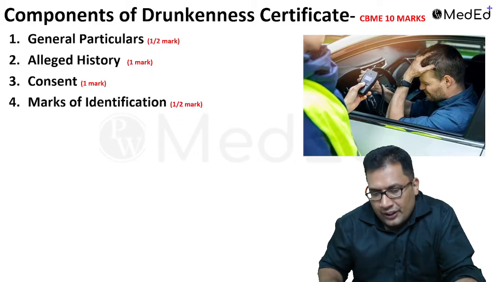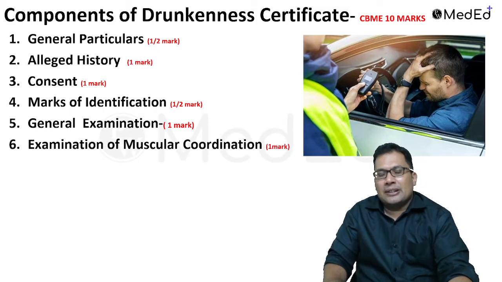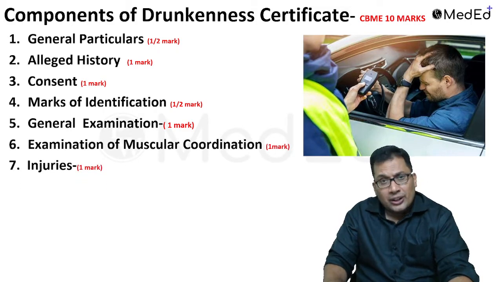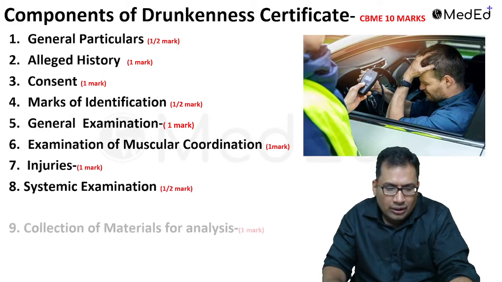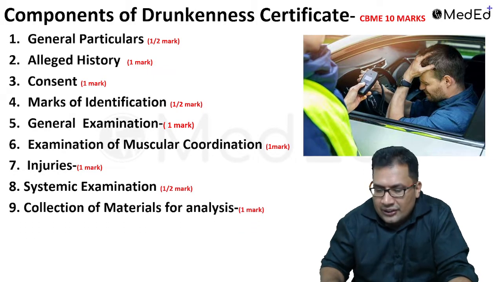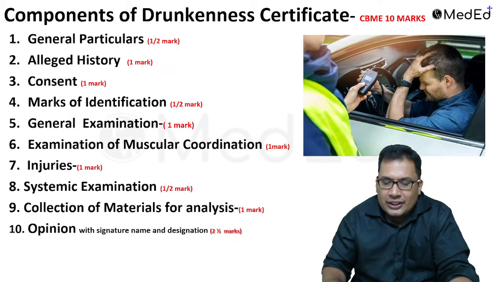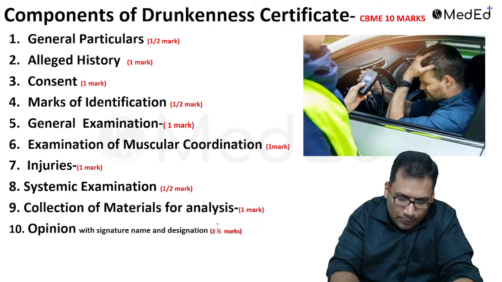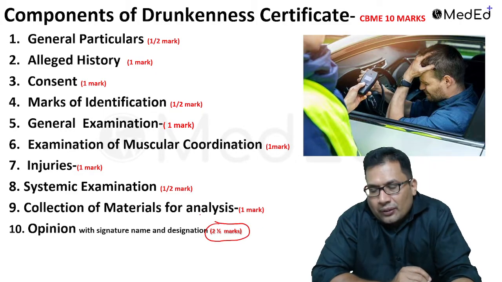Then marks of identification. General examination. Examination of muscle coordination. Injuries, if any. Systemic examination that carry half mark, collection of materials for analysis that carry 1 mark, and opinion along with the signature and designation. That is a very important component. This is the common area you tend to do mistake.